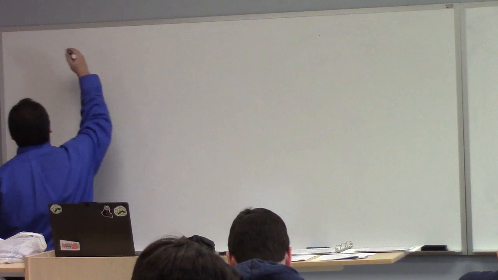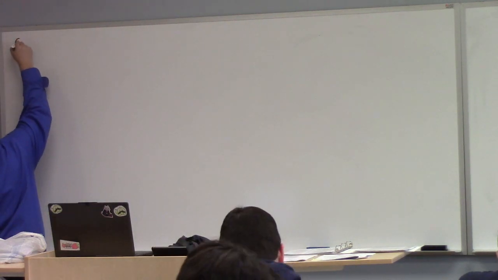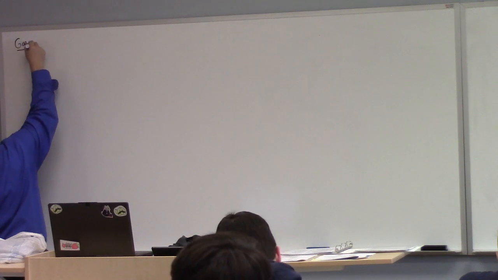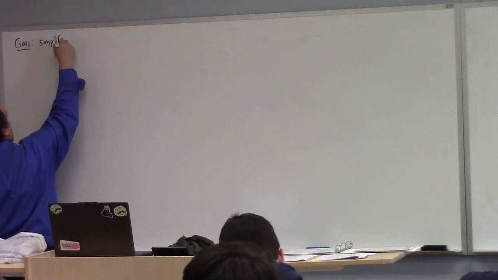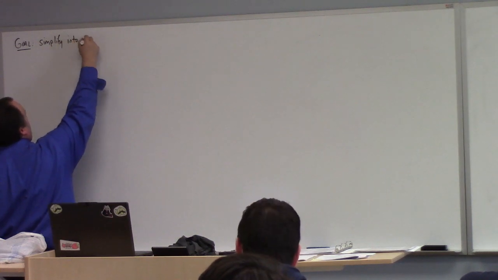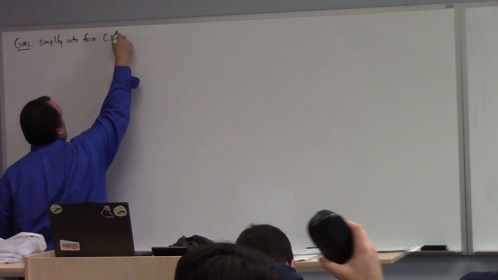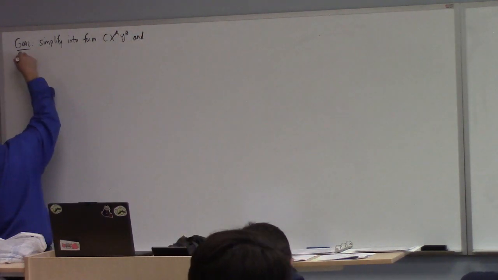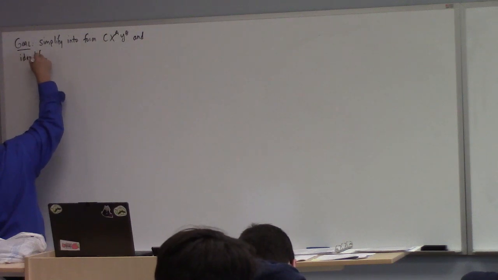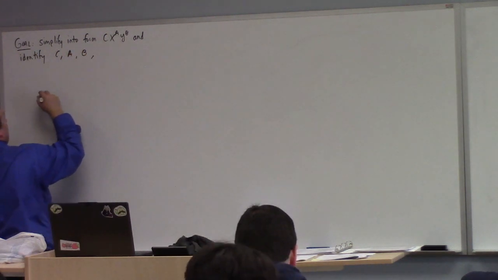I am sure many of you could use another example of this. So our goal is to simplify into the form c x to the a, y to the b, and identify c, a, and b. All right, so here we go.